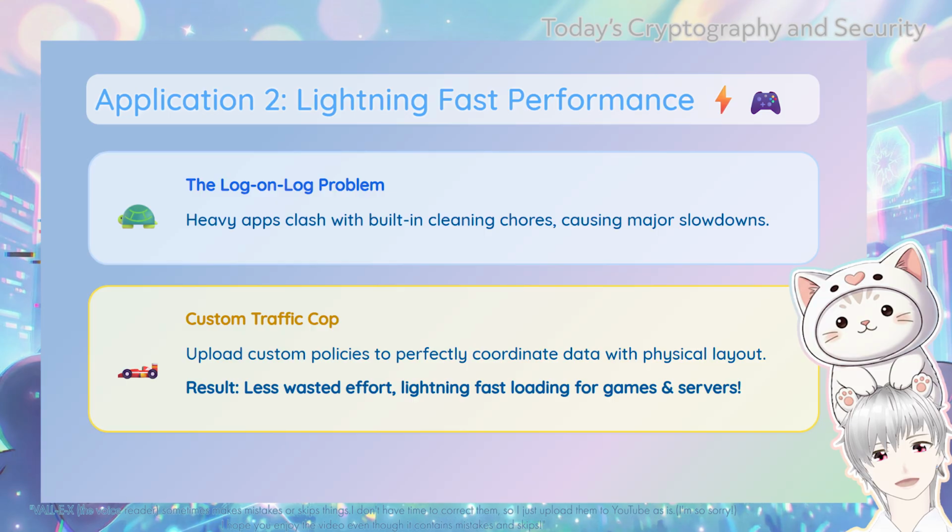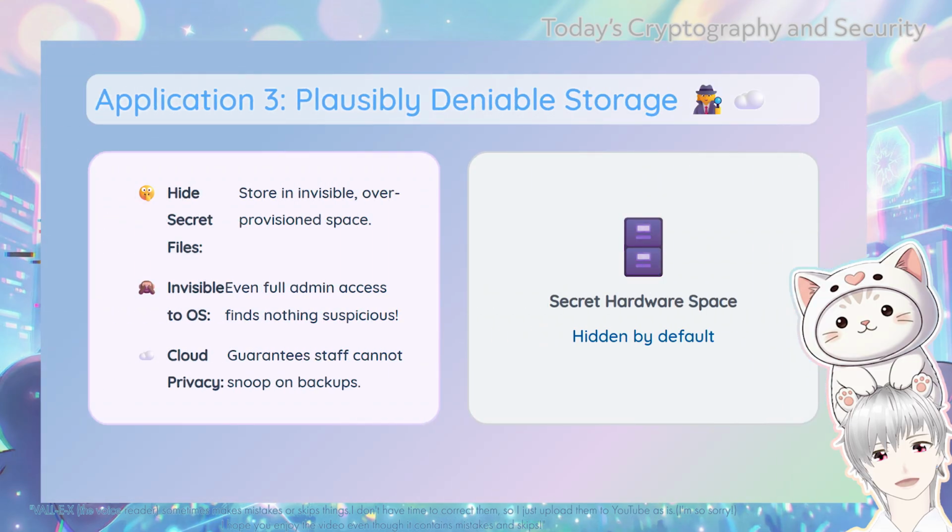Imagine your favorite online multiplayer game never lagging when it loads new maps because the server storage is perfectly characterized. That is exactly what this Extensible technology makes possible, especially for huge data centers and cloud providers. The third amazing application is something called plausibly deniable storage, which is incredibly great for cloud privacy and security.